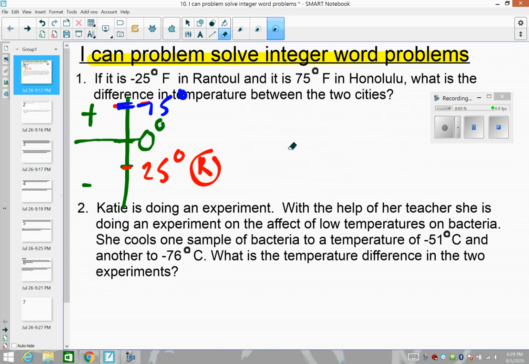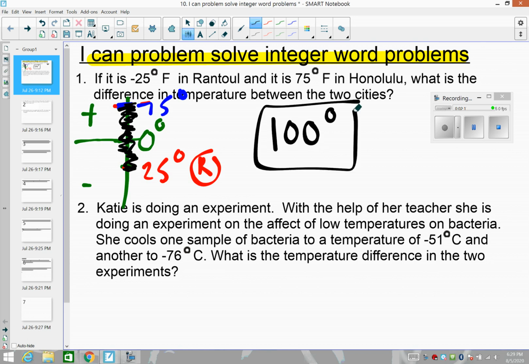Okay, so if we look at the thermometer over here, we would say that from top to bottom, this is 75 degrees to get to 0, and it's 25 more. So the distance between those two would be a 100 degree difference, which is the same as 75 minus negative 25, absolute value of those. Okay, so that's our first temperature scenario. So we're going to be doing more of those as we go.